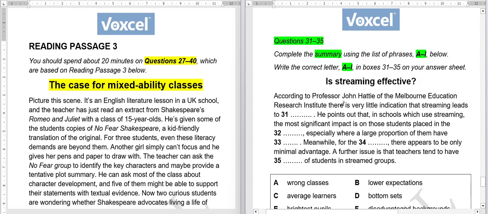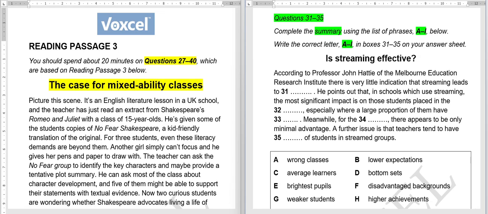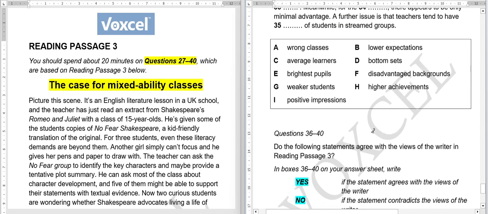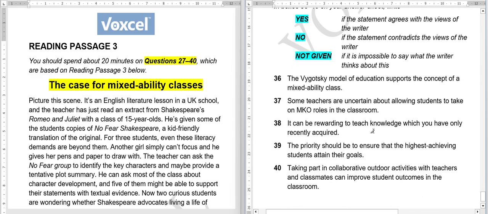Is streaming effective? So wherever you will have this particular information, they will talk about whether we should stream, and then we will find this location. We will try to read these particular blanks. And the Vygotsky model of education supports concepts of mixed. So wherever you will find this particular word, and I don't think they will paraphrase this, it seems to be the name of some kind of model of education. So wherever we find this particular name, we will read this particular question.